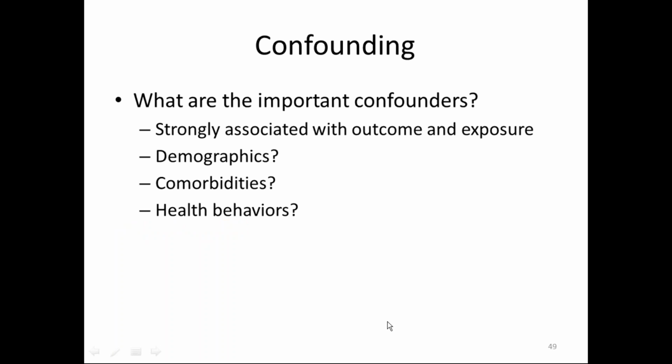And then what are the important confounders? The important confounders are things that are going to be strongly associated with outcome and exposure. These are often demographics, comorbidities, health behaviors. That is really a subject matter question. You have to do some reading and think about what the physiologic risk factors are, and what the demographic patterns are. That's not something you can cut and paste. You have to think it through.